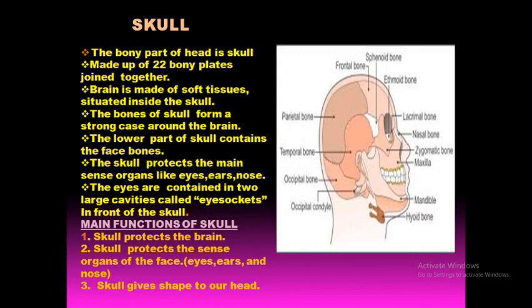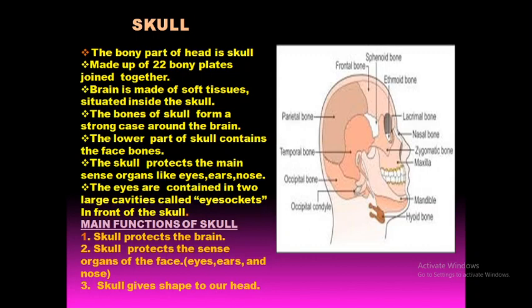Even in the picture, if you want to see the detailed picture as well as the labeling, it is given here. You can refer to this. Within the skull, the main structure which is present is known as the brain. That is, the brain is inside the skull in its upper part, which is a soft tissue and could easily be damaged without a hard covering.